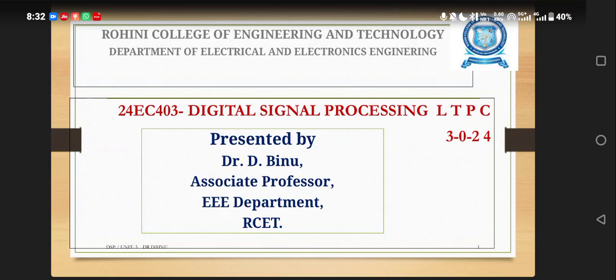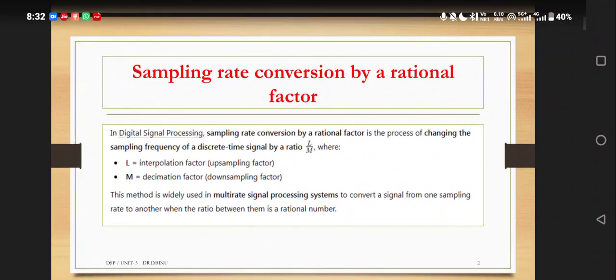I'm Dr. Binu. In the digital signal processing subject, the second topic in the fifth unit is sampling rate conversion by a rational factor. Sampling rate conversion by a rational factor is the process of changing the sampling frequency of a discrete time signal by a ratio of L by M, where L is the interpolation factor, nothing but the upsampling factor. M is the decimation factor, also called the downsampling factor.